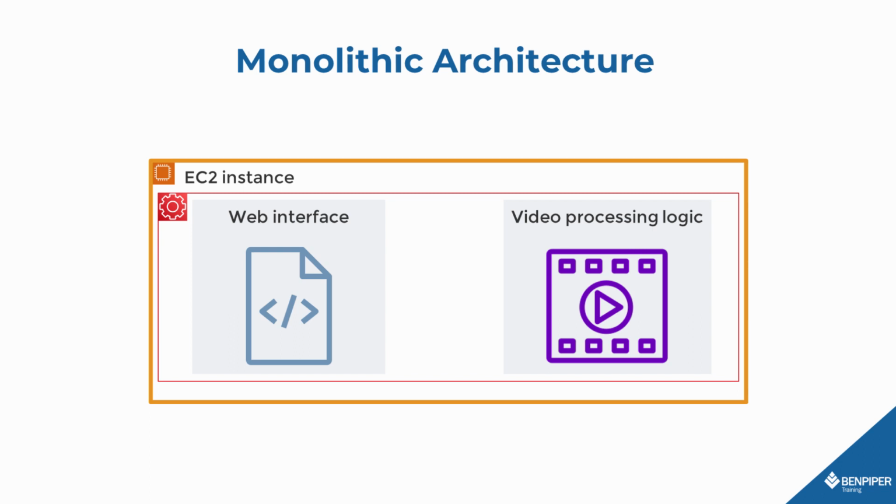This is called a monolithic architecture. The word monolith refers to a single block of stone. So a monolithic application is one in which all of the application's functions occur in the same place, in this case on a single EC2 instance. Monolithic applications are tightly coupled.